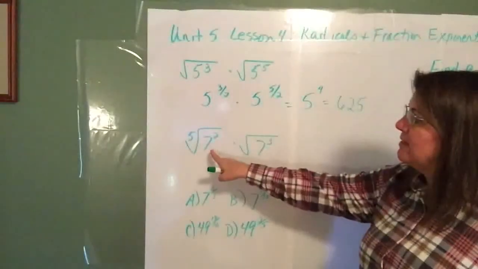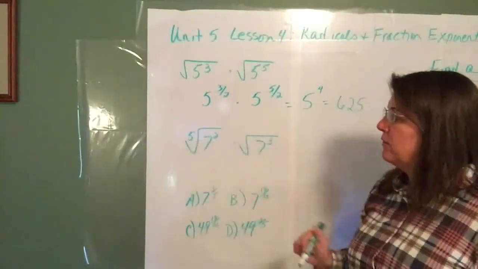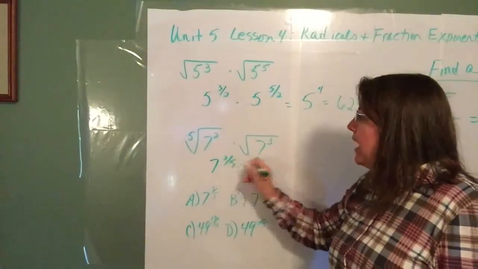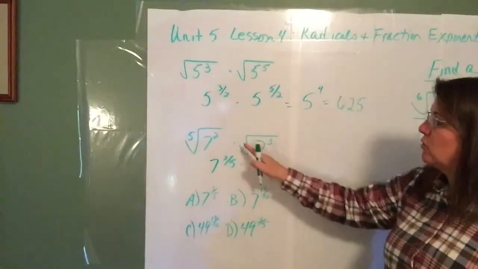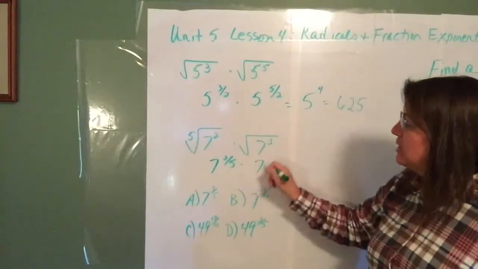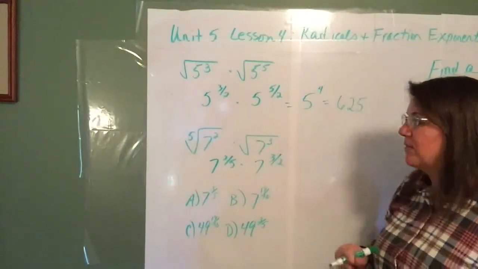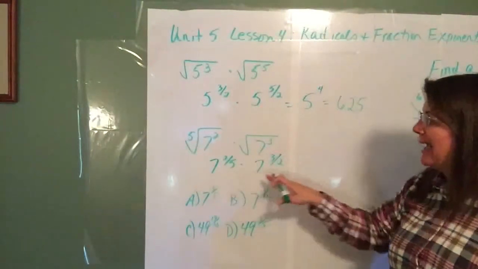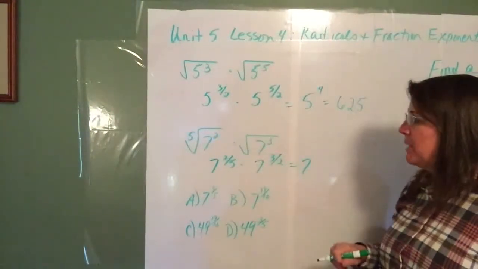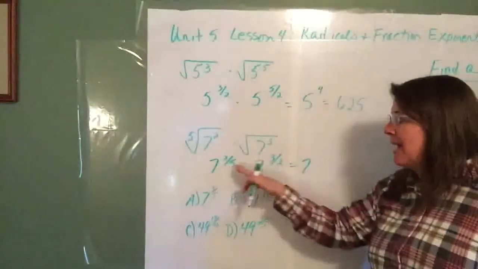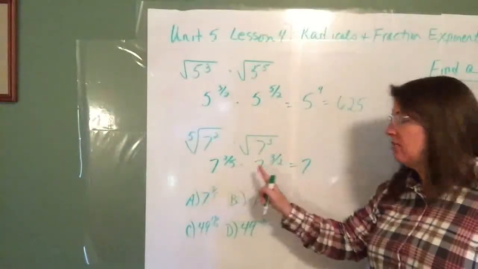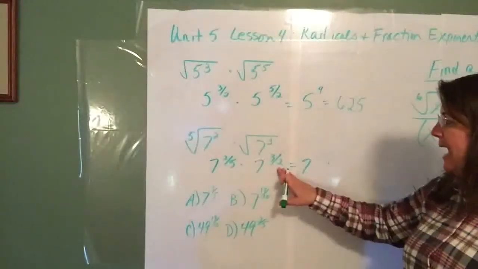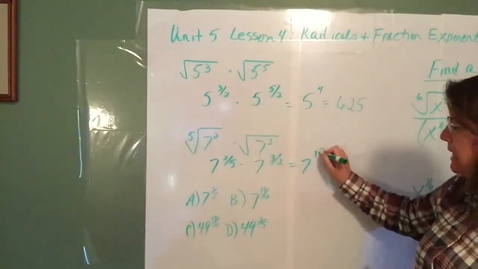So I know that 7 squared underneath the 5th root is the same thing as 7 to the 2/5. I also know that the square root of 7 cubed is 7 to the 3/2. So if I have converted those to fraction exponents, now I can keep the base and add my exponents. So I have to add 2/5 plus 3/2, and that is 19/10.